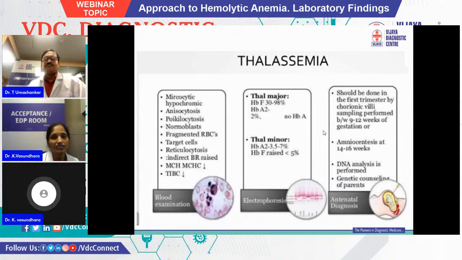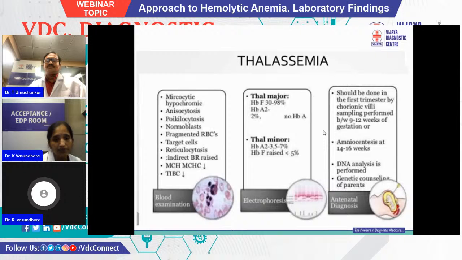Because of this, the unpaired hemoglobin chains, alpha or beta, form tetramers in the RBCs, causing deformation and destruction of the RBCs. In the peripheral smear, you'll see a marked microcytic hypochromic anemia. You'll see anisopoikilocytosis, normoblasts, and target cells. There is marked reticulocytosis, and indirect bilirubin is increased.